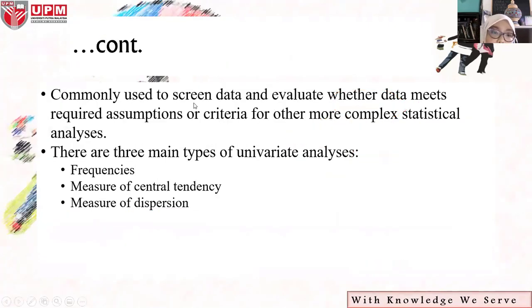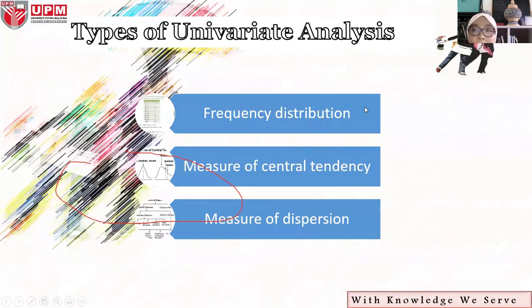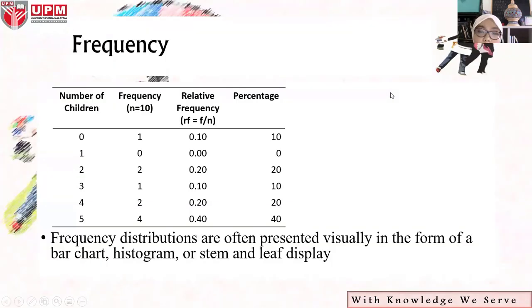Okay, so it is commonly used to screen data and evaluate whether data meets required assumptions or criteria for other, more complex statistical analysis. Okay, so as I said, there are three main types, which are frequency, measure of central tendency, and measure of dispersion. So this one, saya akan go quickly lah, laju sikit lah. Okay, sebab kita dah biasa dah ni. So frequency distribution, MCT, and so on.